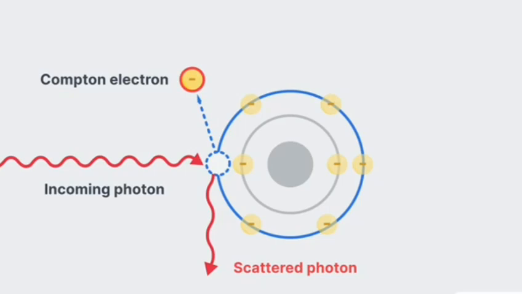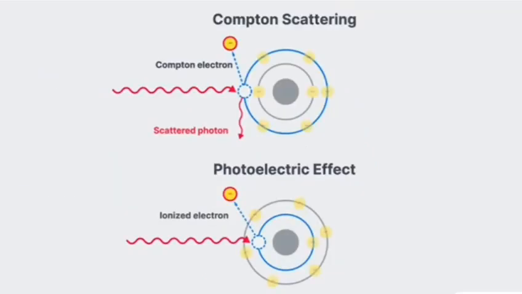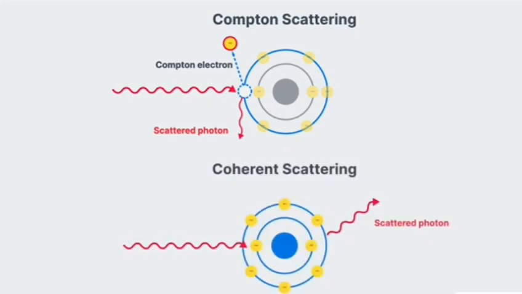So with Compton scattering, it's a photon in with an electron and a scattered photon out. Pay attention to how Compton scattering is different from the other interactions. With photoelectric effect, this interaction takes place in an inner shell electron, and it results in only an ionized electron. There's no scattered photon.